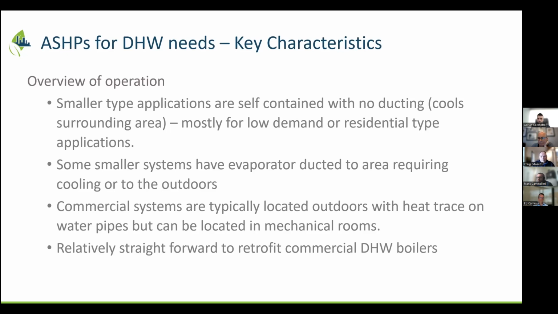Ideally, it would be great if you can actually make use of the cooling that comes out of this, right? So again, IT rooms and things like that. Commercial systems are typically larger. They can be located outdoors with heat tracing on water pipes, but they can also be located in mechanical rooms. And we'll hear more from the panelists about the different types and the different experiences that they have. And they are fairly relatively straightforward to retrofit in commercial type buildings.